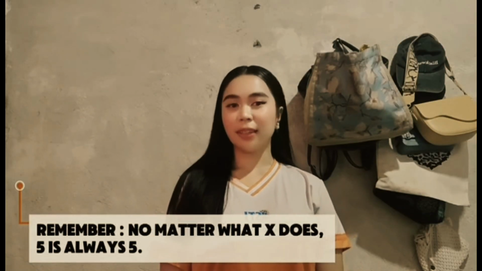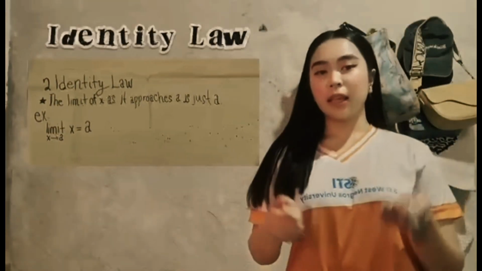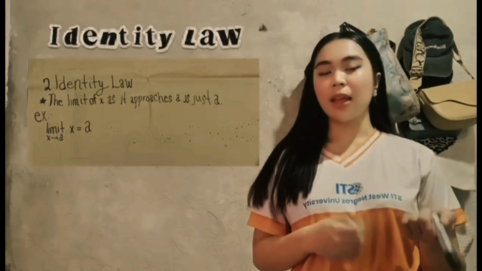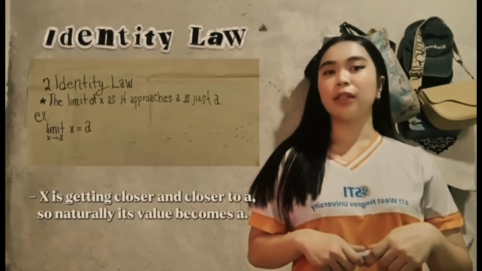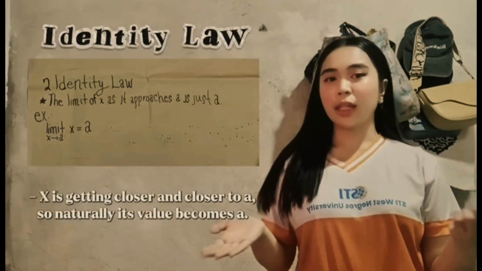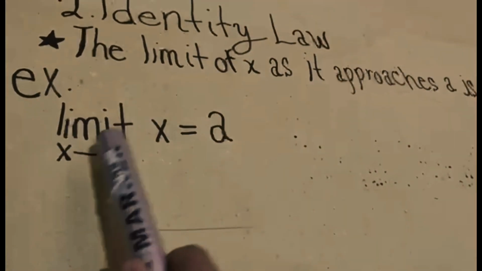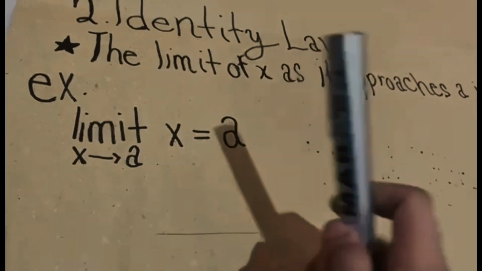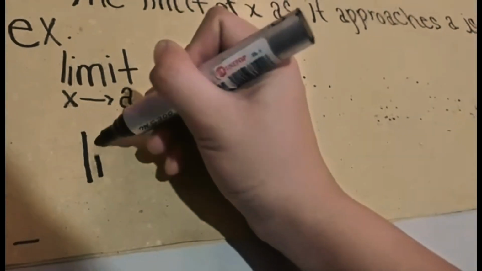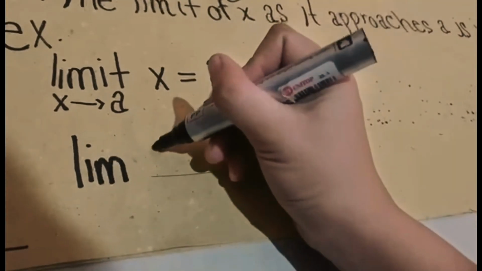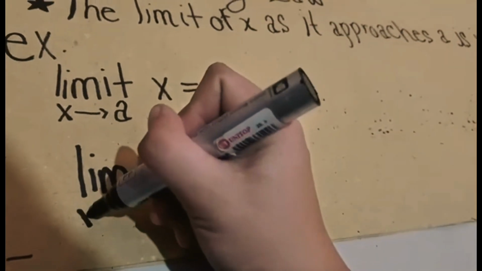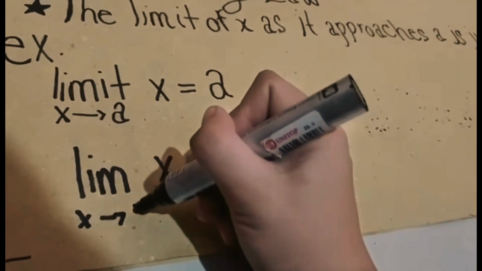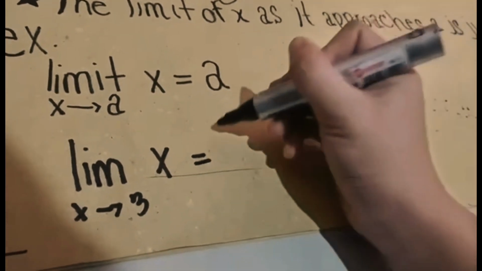Now let's go to the second law. The limit of x as it approaches a is just a. Because x is getting closer and closer to a, so naturally its value becomes a. We have an example. The limit of x as x approaches a is just a. Let's have another example. The limit of x as x approaches 3 is just 3.